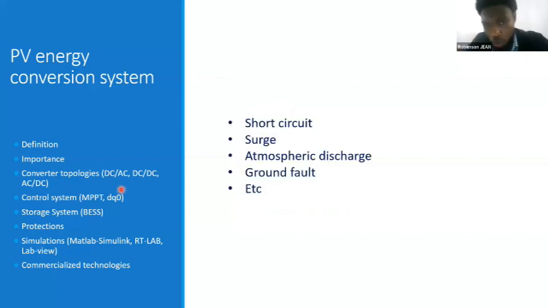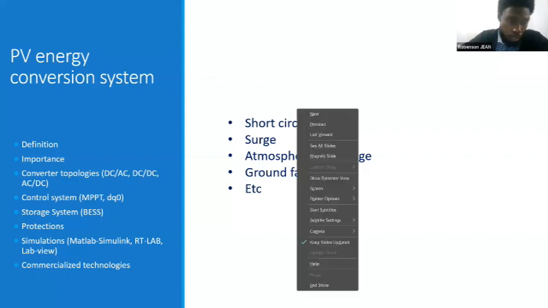And also we have to think about the protection system that is very useful, like protection against short circuit, protection against surge, against atmospheric discharge, ground fault, etc. There are so many types of fault that we can have on such a system, and that we can prevent using protections with breakers, with some useful sensors that can help us avoid those kinds of problems.